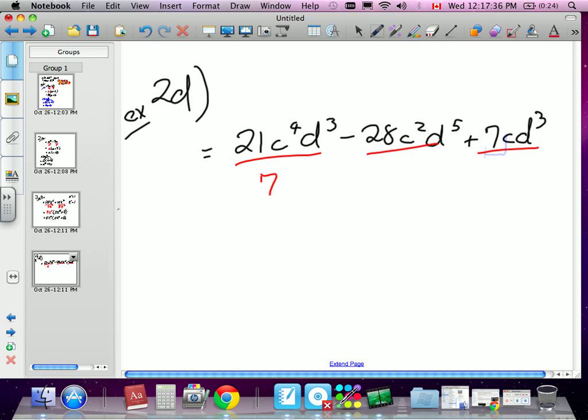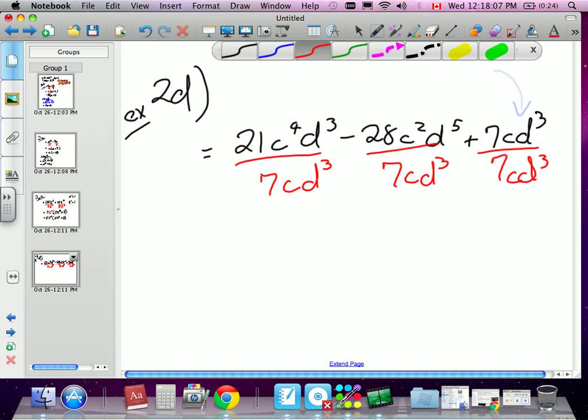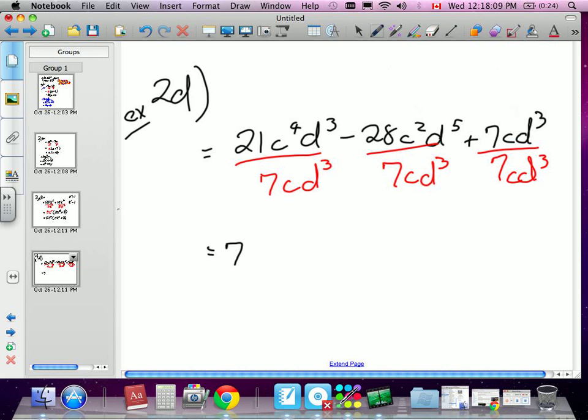Next thing we look at is our variable of c. Remember, we take the variable out with the lowest exponent in the question. What's the lowest exponent here? C to the power of 1. Okay? So we're going to take c to the power of 1 out of everything. And finally, our d exponent. What is the lowest d exponent? D to the power of 3. So this will be our greatest common factor, which is 7cd to the power of 3.